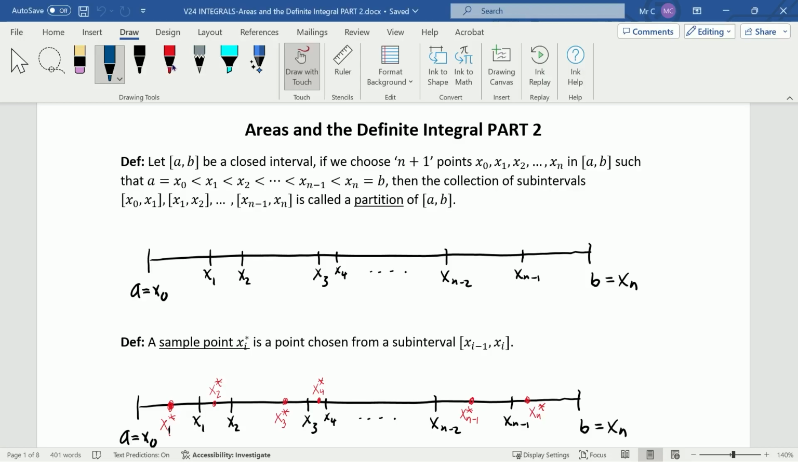So in other words, what we're saying here is we've taken the interval from a to b and we've broken it up into a bunch of intervals from x0 to x1 and x1 to x2 and x2 to x3 and x3 to x4, and so forth.